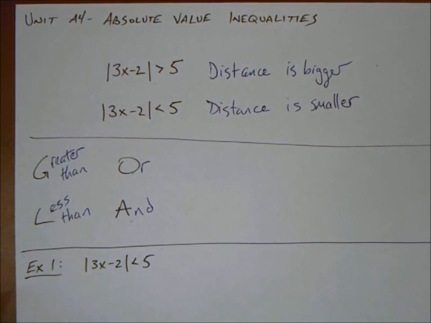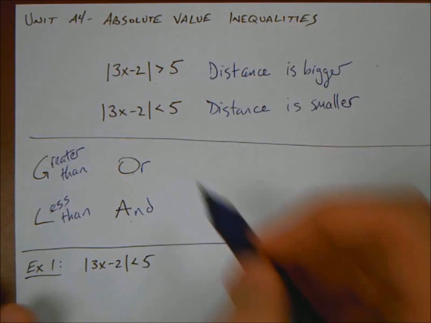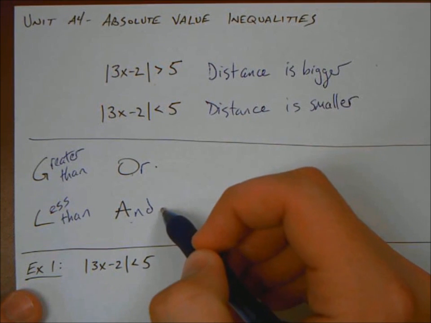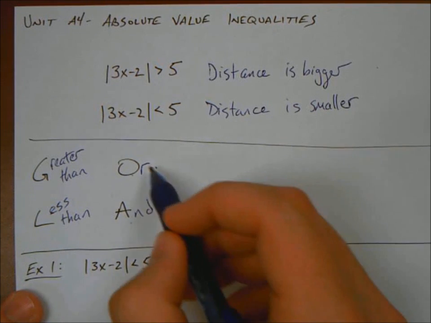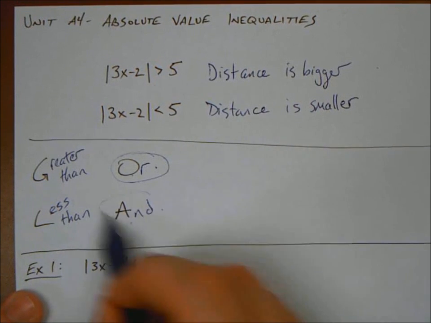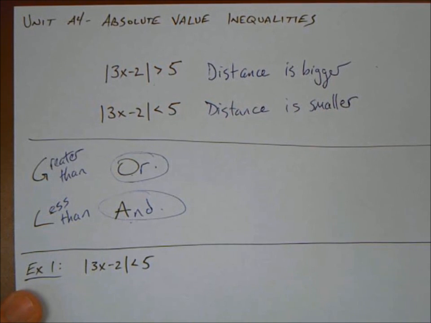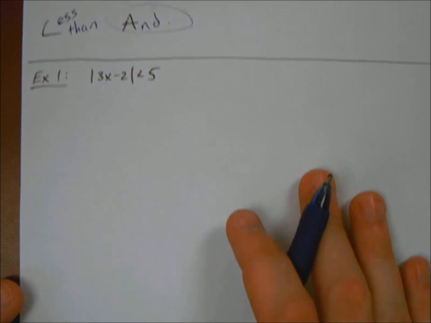And during this video, we're going to go through 4 examples. 2 will be ors, and 2 will be ands. And as we go through the process, you'll see the difference of what an or looks like and what an and looks like. So let's get into our very first example, example 1.